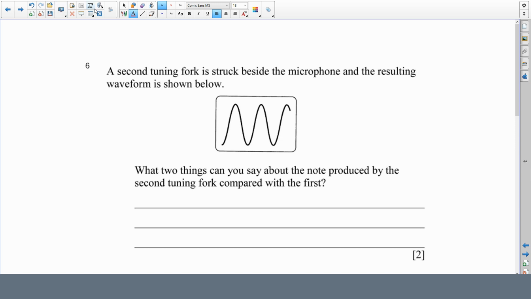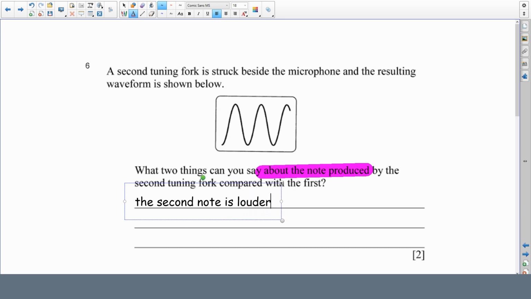Now we're talking about the note. This is a beautiful example here. We are not talking about the graphs, and the vast majority of average students start saying the graph has a greater amplitude, the graph has this, the graph has that. I don't care about the graph. I've not been asked about the graph, I've been asked about the note. So I know that the graph has a greater amplitude. What does that mean about the note? It means the second note is louder.